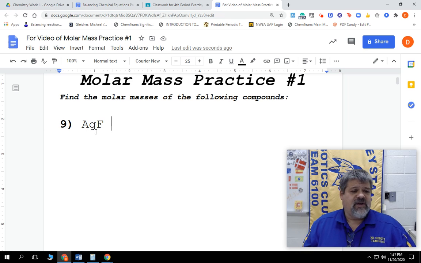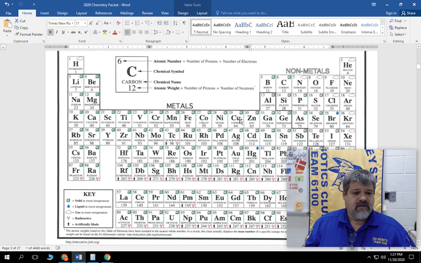So we have Ag and F. And how do we determine whether it's type 1 or type 2? We look at the first element. The first element here is Ag, and if I go to the periodic table, we'll see that Ag right here is silver. Silver is in the area where it would be a type 2. But is it a type 2? Well, how do we determine that?